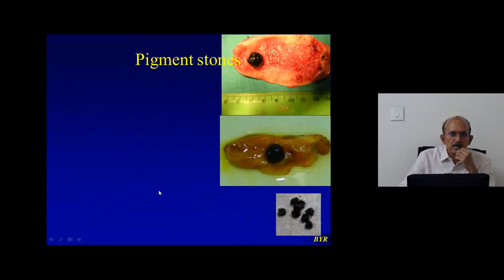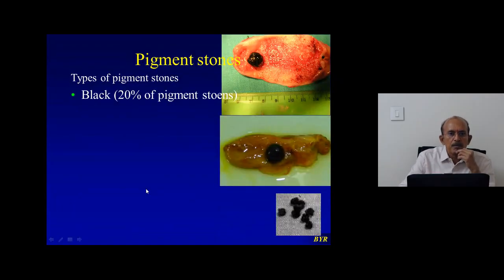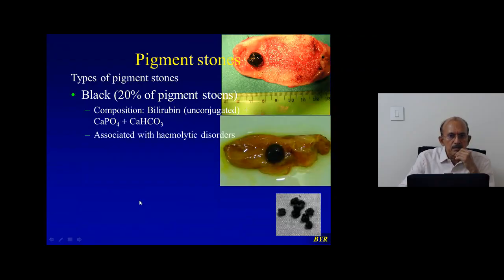Then pigment stones. Types of pigment stones. Black stones, 20% of the pigment stones. They are composed of unconjugated bilirubin, calcium phosphate, and calcium bicarbonate. Associated with hemolytic disorders. So spherocytic anemia patients, children, may have pigment stones in the gallbladder.